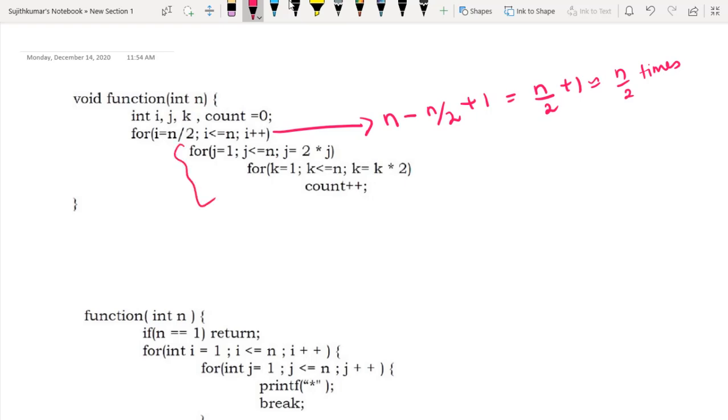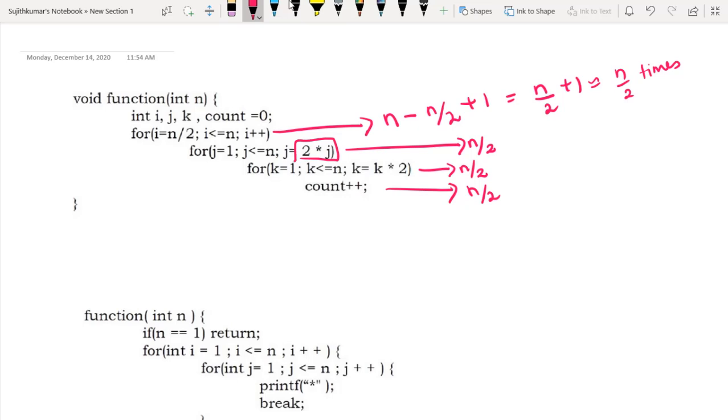And since these loops are nested, this will also execute for n by 2 times, and this will also execute for n by 2 times. This count statement will also execute for n by 2 times, right? Again, you check for this loop, the inner loop. This starts from 1 and goes up to n, but see the increment statement.